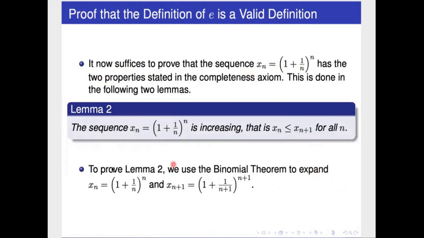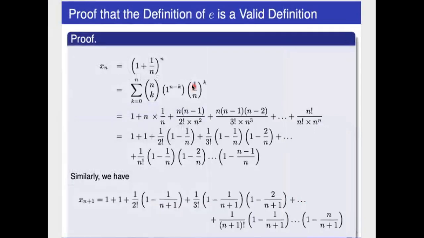To prove lemma 2, we use the binomial theorem to expand x_n equals (1 + 1/n)^n, and x_{n+1} equals (1 + 1/(n+1))^{n+1}. Refer to the process of expanding x_n and x_{n+1} on screen.